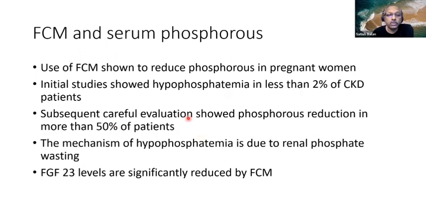In a study that carefully evaluated this, 35 out of 47 patients developed hypophosphatemia in those who were given IV FCM. How does this occur? It is due to renal phosphate wasting, and that is because FCM reduces FGF23 levels. So maybe this may be an important mechanism subsequently for the nephrologist to treat FGF23, but right now it is still mentioned as a side effect. So reduction of serum phosphorus with FCM is an interesting, maybe helpful side effect in patients with CKD.